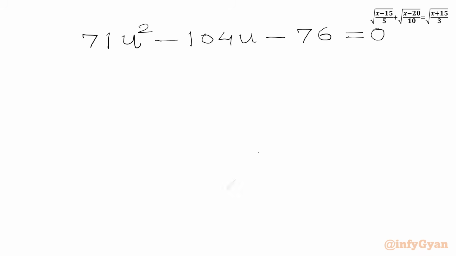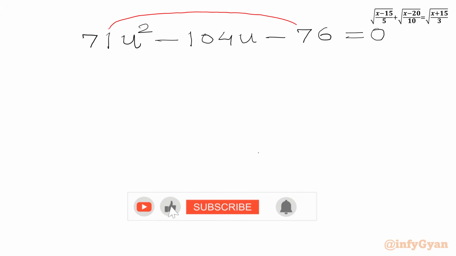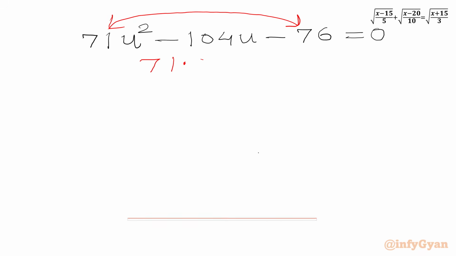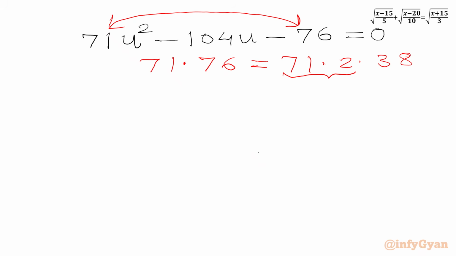Let's solve. If we multiply these two numbers, we write here 71 times 76. Now 71 is a prime number. We can factor 76 as 2 times 38. Now 71 times 2 will be equal to 142 and the second number is 38. And if we check their difference, it's matching with our middle term, minus 104.